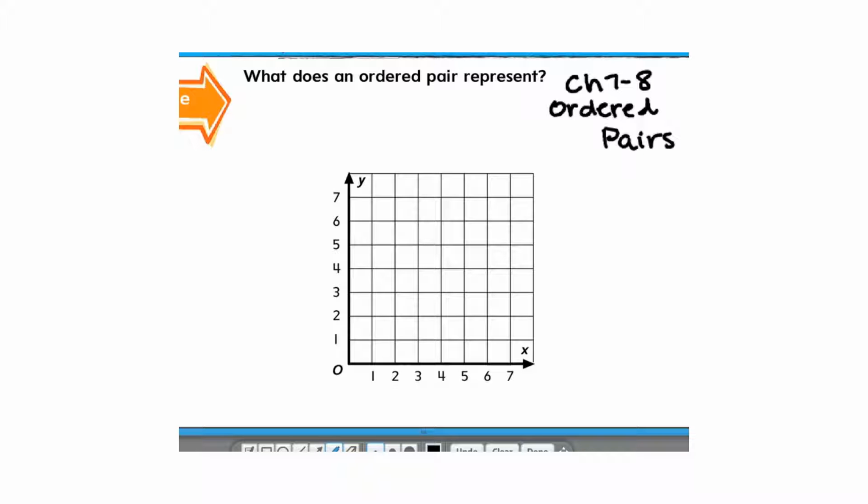So here's what I need you to write. Make sure that I can see your eyes on over this way, so I know you're looking at me and at the screen. In your notes, I need you to write chapter 7, lesson 8, and it needs to say ordered pairs.